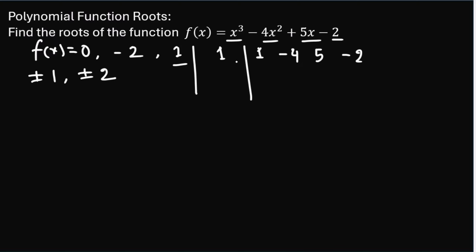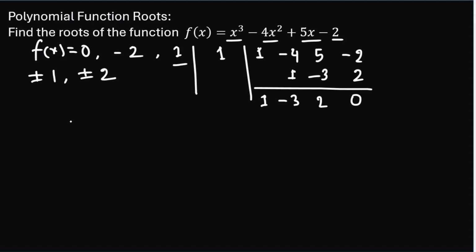So now we need to multiply and add. First, 1 will come here, and 1 times 1 equals 1, and here 1, and it's negative 4. So we will get negative 3, and negative 3 times 1 equals negative 3, and here positive 5 minus negative 3 equals 2, and 2 times 1 equals 2. So here positive 2 and negative 2 we will add, we will get 0.